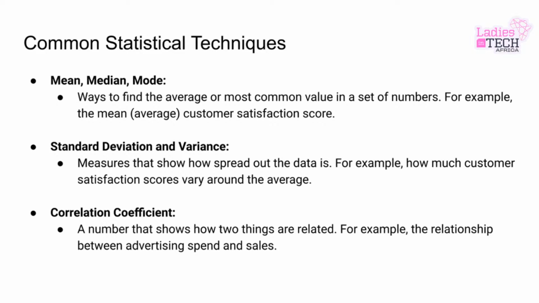So this is a number that shows how two things are related. Another example is checking the relationship between advertising spend and advertising sales. So you can check, the more you spend on advertising, has there been an upward trend in sales? It might not be that you're having higher increase in sales because you were spending more in advertising. You might still need to do much deeper analysis to be sure of that.